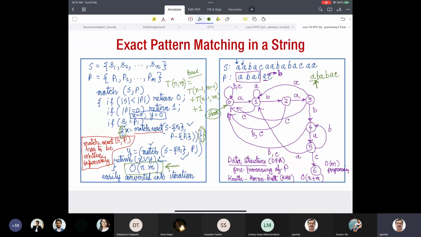Can you see my screen? Tab screen? No. So we can see the presentation. You can see? Yes, sir, we can see the presentation. You can still see the presentation. Yes, sir.